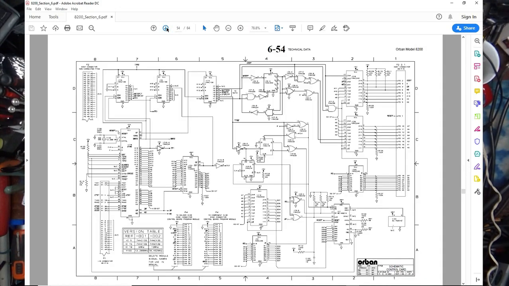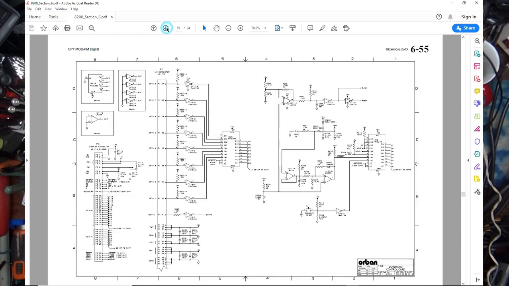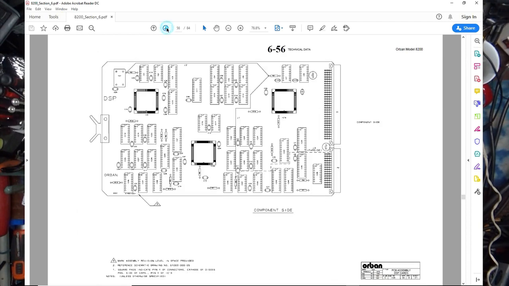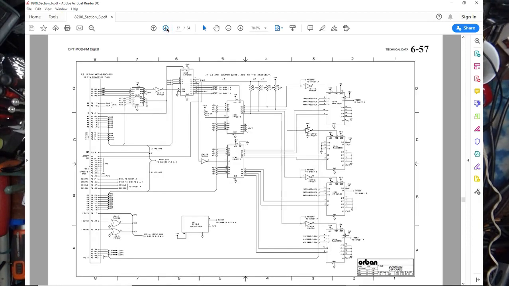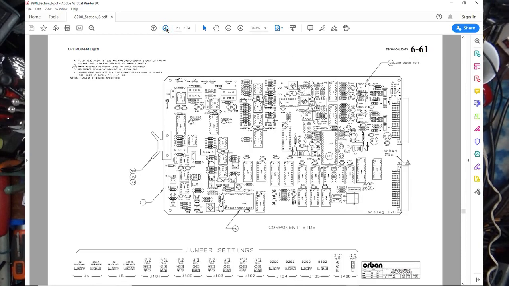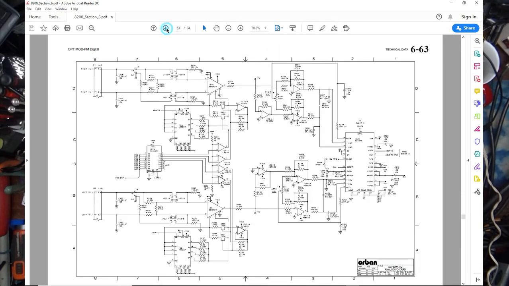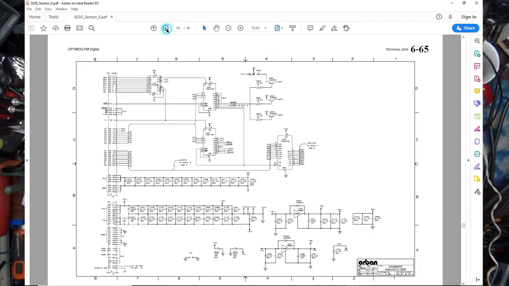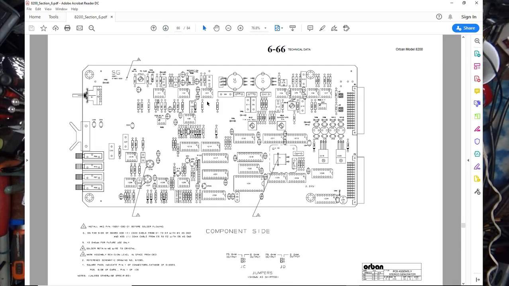It's interconnects. What is this? This is the control board. That's more control board. These are DSP boards. This is analog I/O. This is the stereo generator board. Yep, looks just like what we've got.